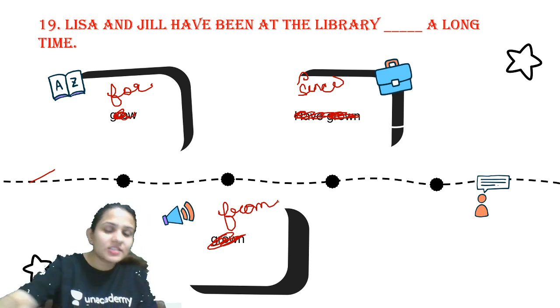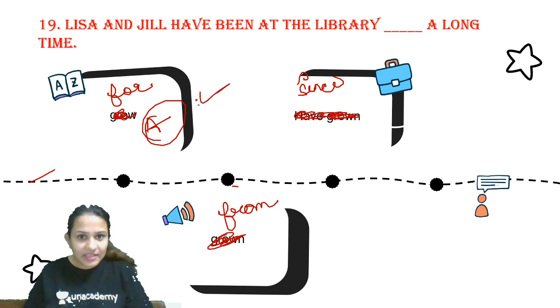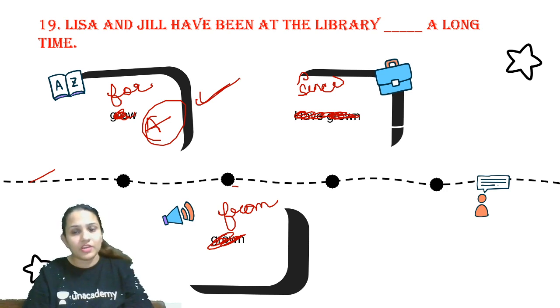So "for" is used for a period of time. Therefore, we use "for." A, for. Jill and Lisa have been at the library for a very long time. And "since" is for a point in time. Therefore, we cannot use "since." Yeah?